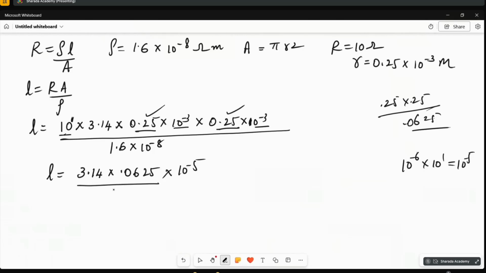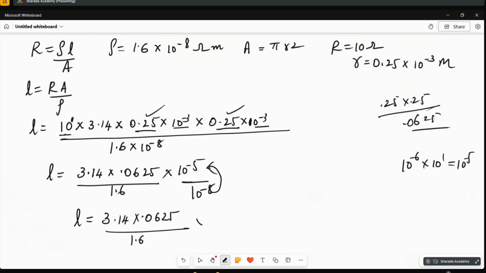Divided by 1.6 into 10 power minus 8. When it goes up, it will become plus 8. So L is equal to 3.14 into 0.0625 by 1.6 into 10 power 3 meters. This will be the answer. This you have to multiply, no other way. You will get this much. So that will come to 122.66 meters.